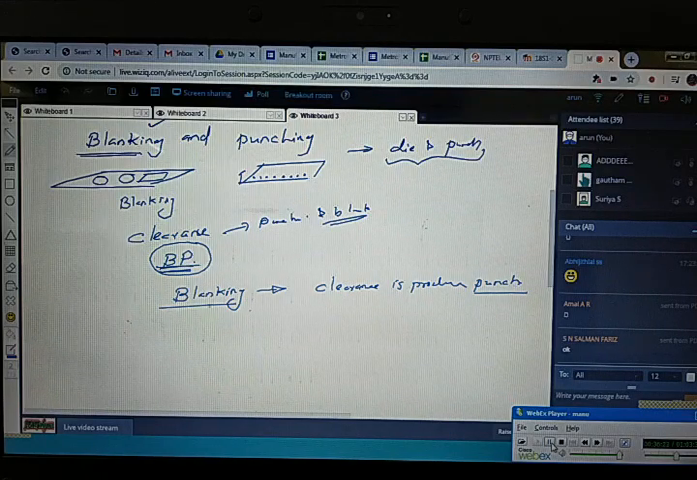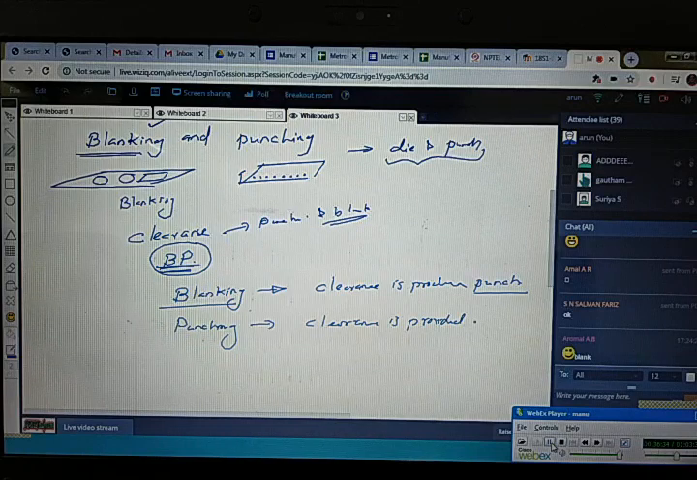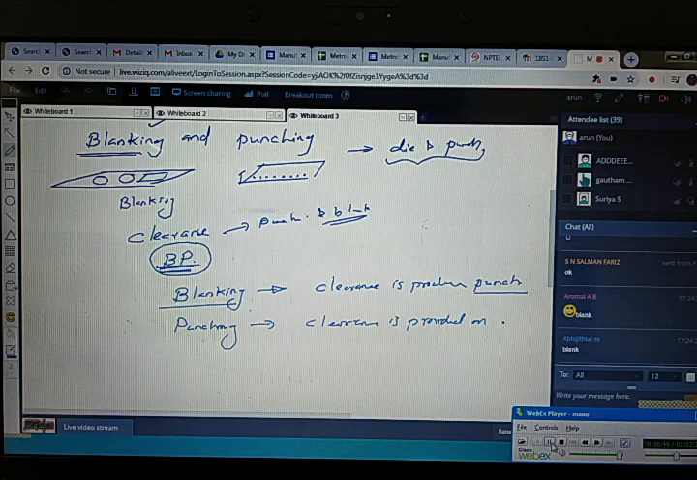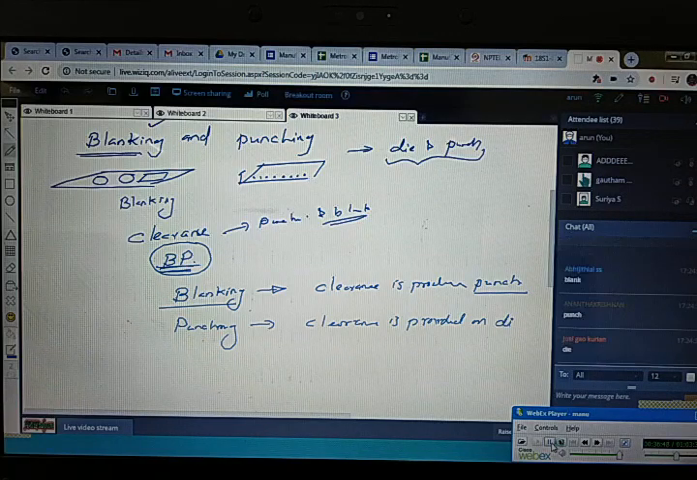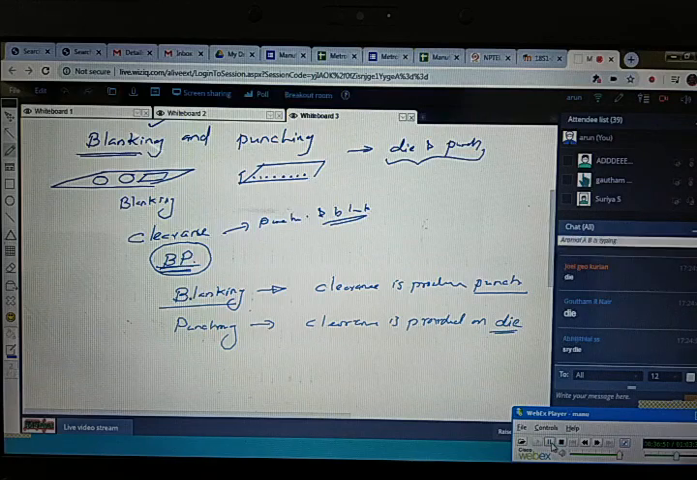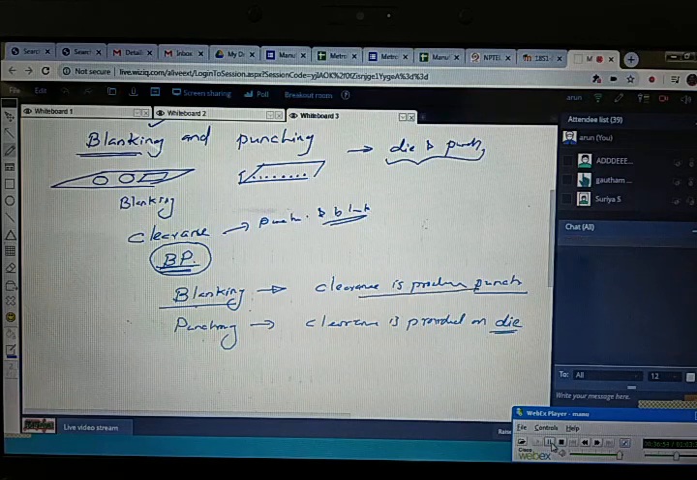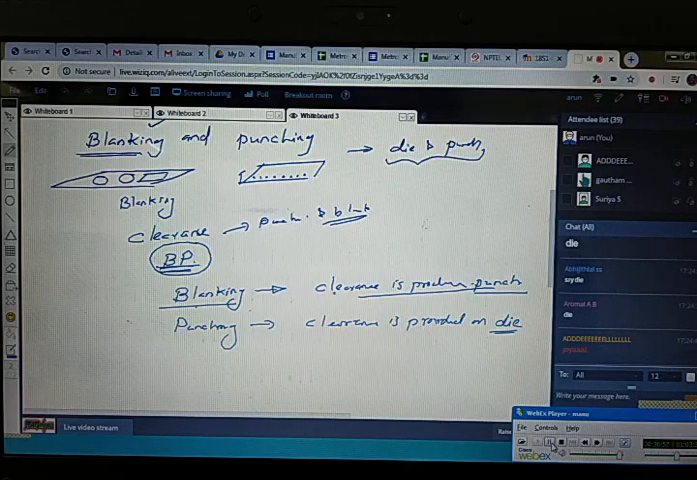And in the case of punching, what is the case? In the case of punching, the clearance will be provided on the die. We can't change the clearance of a blank, that is a workpiece there. So it is in the punch and die. In the case of blanking, it is provided on the punch. In punching, the clearance is provided on the die. Clear?